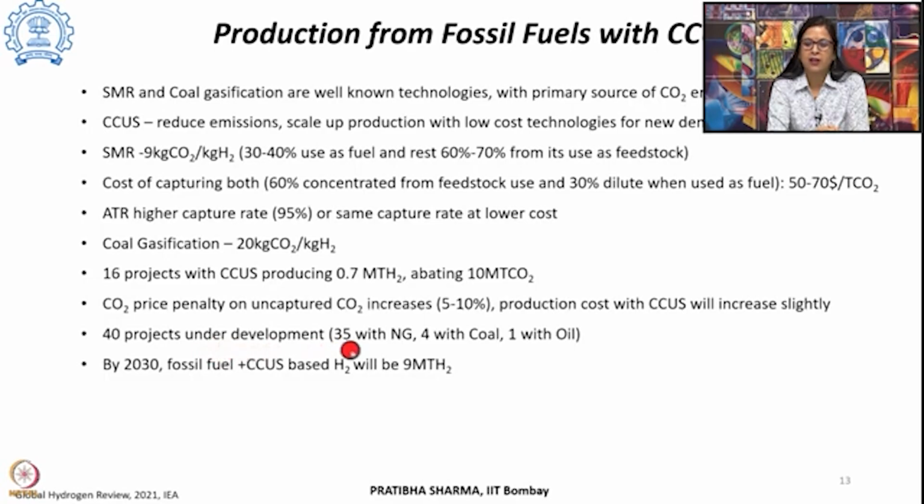These are 35 integrated with natural gas based production, 4 with coal, 1 with oil. It is expected that by 2030, when these fossil fuel plants will be operational with CCUS, we will be able to produce 9 million tons of hydrogen from these plants where carbon capture will be considered.